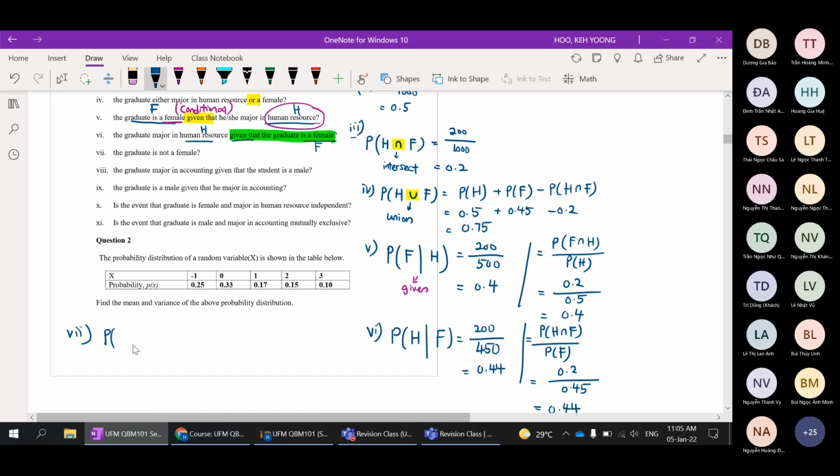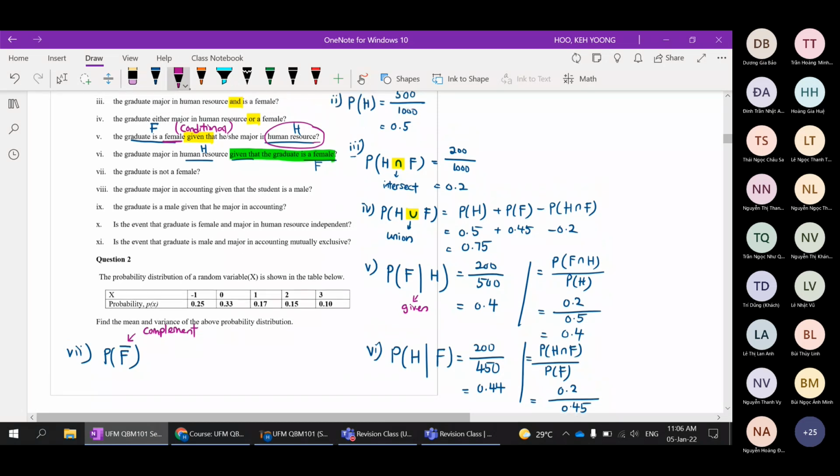We have probability F complement. We have a bar on top, which means this is complement, F complement, meaning not female. The bar on top means not. It is not female.